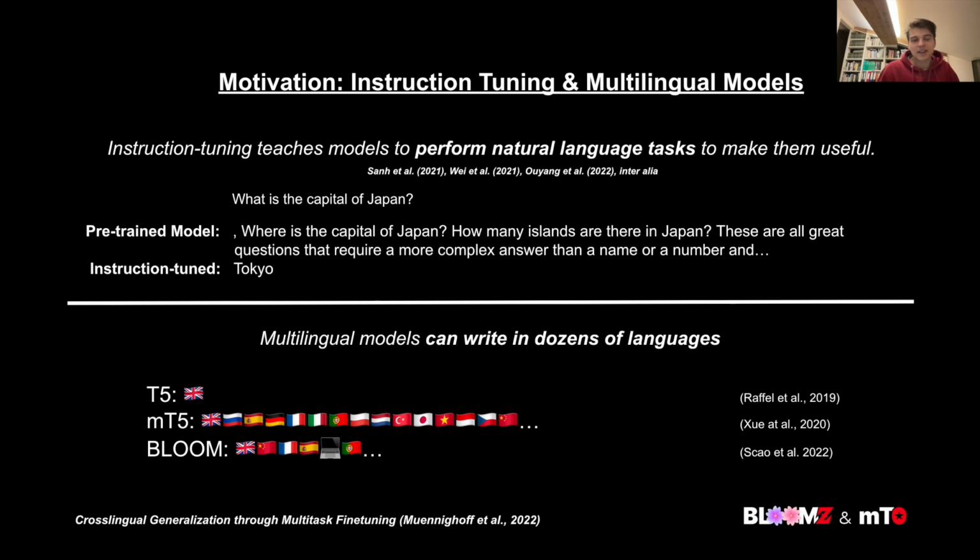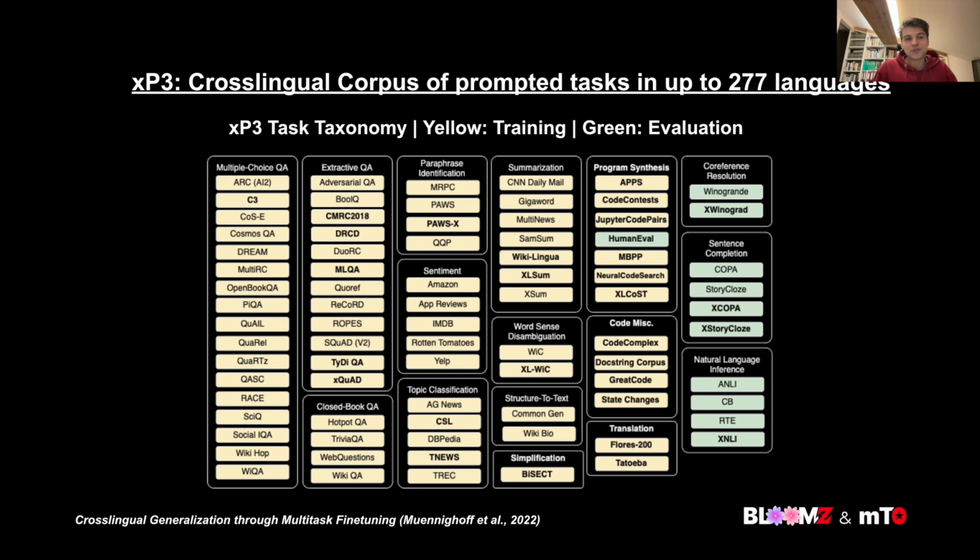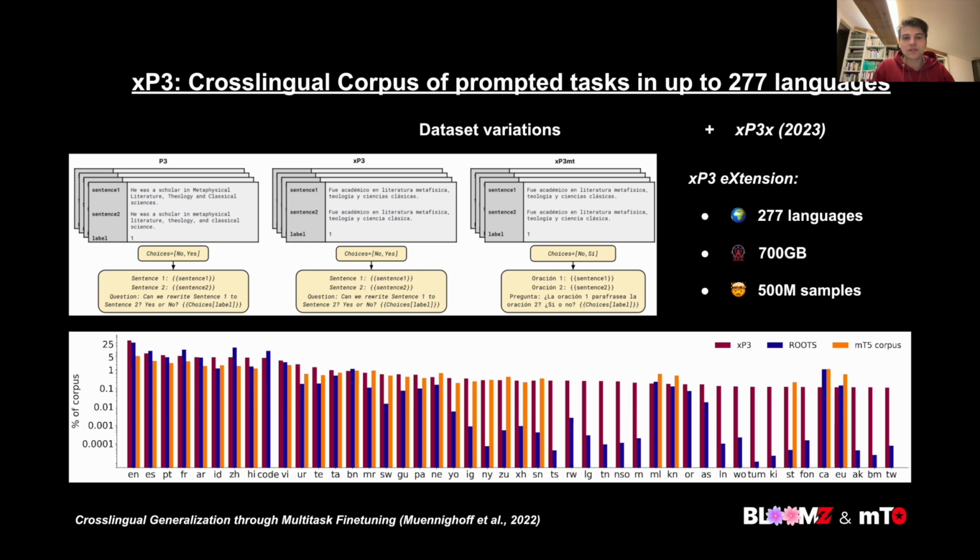The second part is that we have these large multilingual models that have been pre-trained on a ton of languages. However, they've not been instruction tuned, which limits their usefulness. And so in this work, we set out to instruction tune MT5 and Bloom. The first step is creating a large corpus with a large variety of tasks and also languages. So we created XP3, which covers the tasks depicted. And there are several variants of XP3. There is also XP3MT and XP3X, which is an extension with many more languages and much more data.